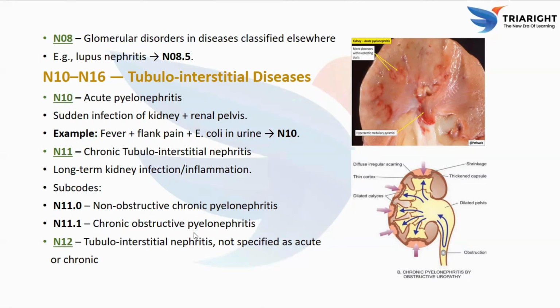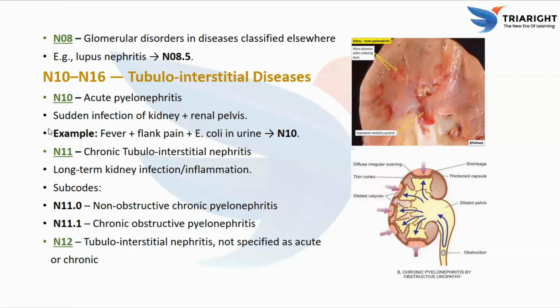The next category of codes ranges from N10 to N16. These diseases affect the renal tubules and interstitial tissue, the spaces around the tubules, but not the glomeruli. Hence, these are called tubulo-interstitial diseases.